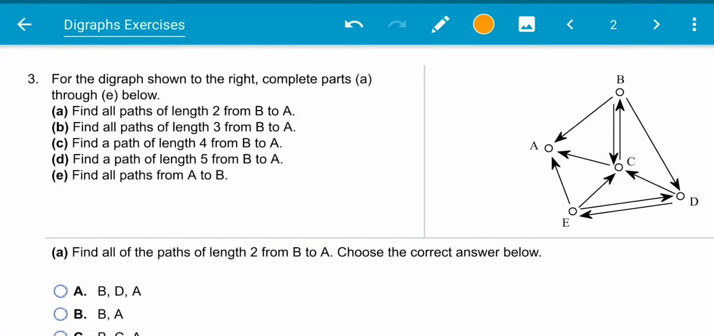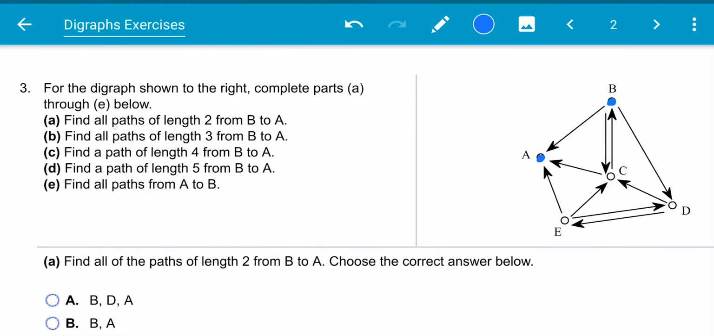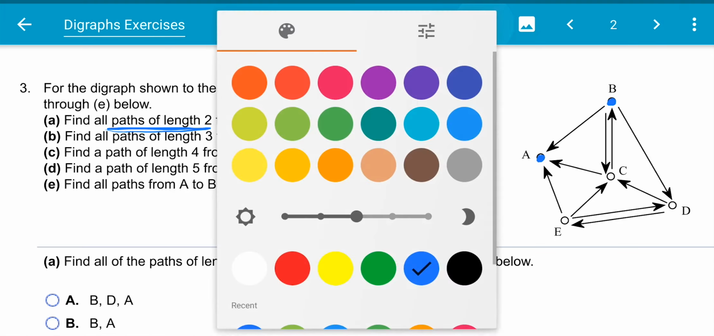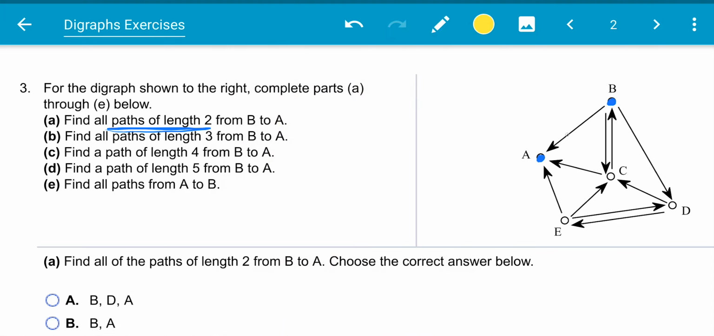Okay, so for this example, we're going to try to figure out in this digraph all paths that are length 2 from B to A. So the first thing that we need is a path of length 2. This means we need to go down 2 arcs in order to get from B to A. So let's just try it. If we go from B straight to A, we're stuck at A. We can't get out of A because all of the arrows are in degree arrows. So we can't go down that because that's only 1 arc.